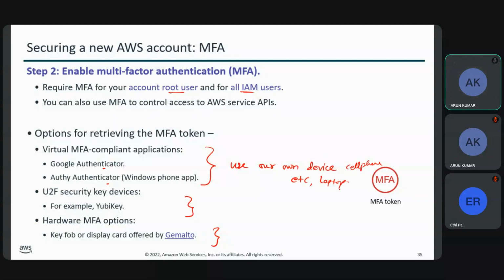Because we use all these on a regular basis, we have access to these devices. So that is a better way to go. The second thing is related to security key devices. YubiKey is one example.